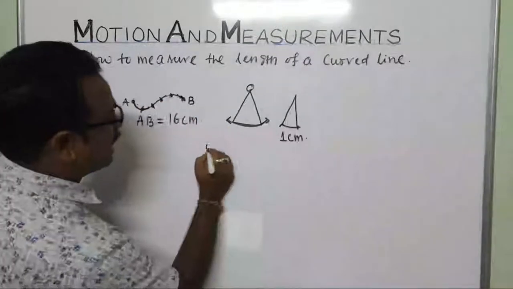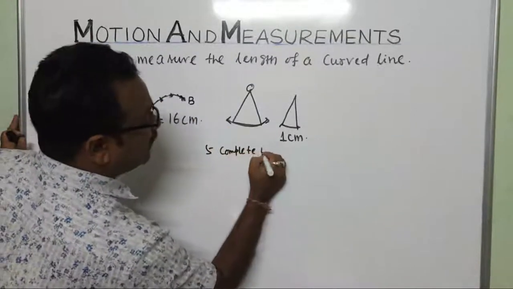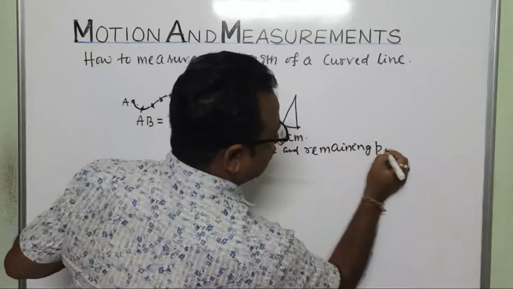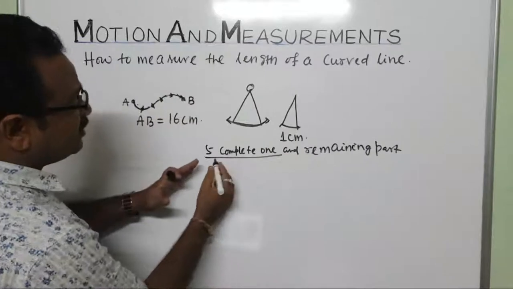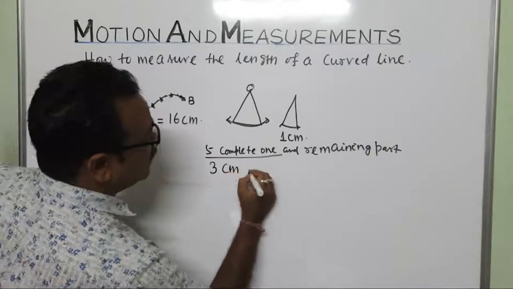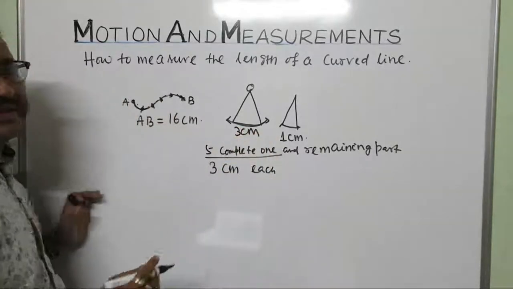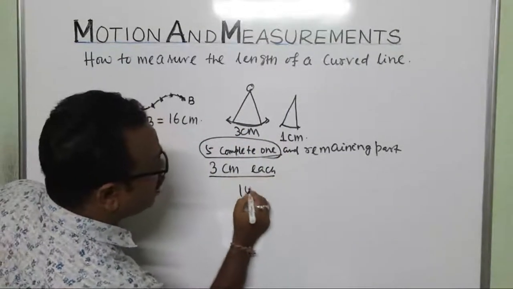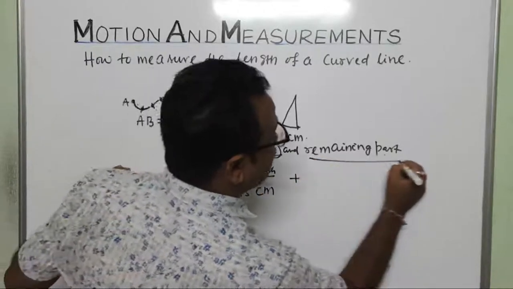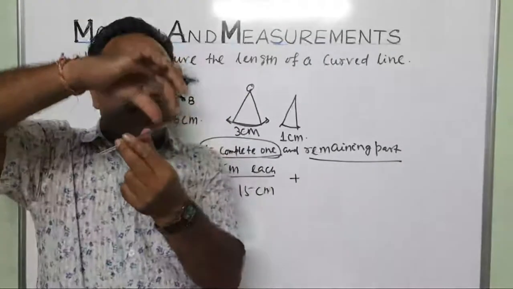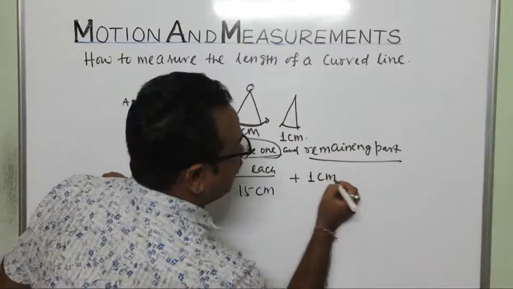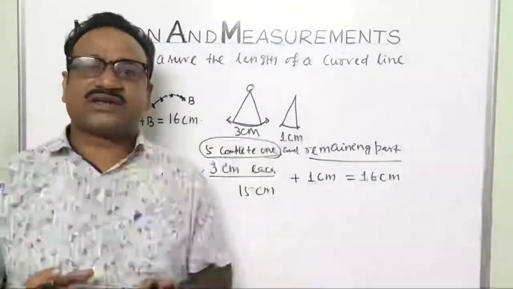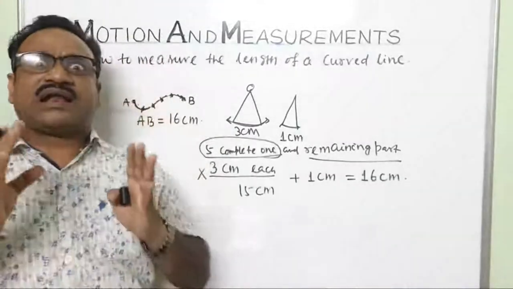So 5 complete, and 1 remaining part. Suppose I have taken the divider measurement as 3 centimeters each, then 5 complete gives 15 centimeters, plus the remaining part, which you measure using the scale. Suppose this comes to 1 centimeter, then the total will be 16 centimeters. So we can conclude that by using a thread as well as a divider, we can measure the length of a curved line.